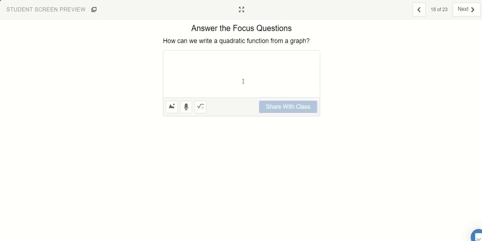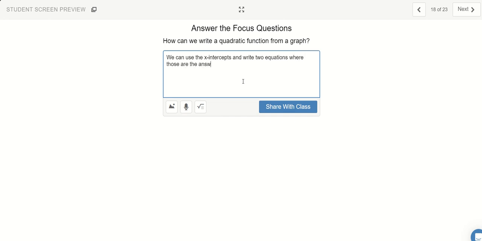All right, so how can we write a quadratic function from a graph? We can use the x-intercepts and write two equations where those are the answers. And basically that's the gist of how we write an equation. So depending on where the two x-intercepts are, we can use those two answers to create a parabola.